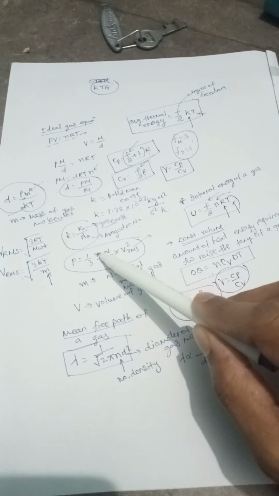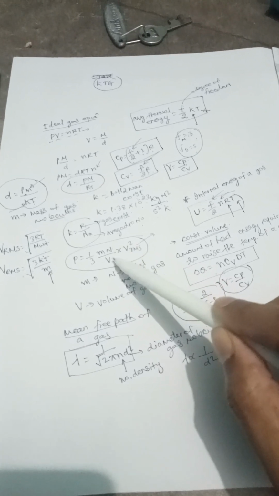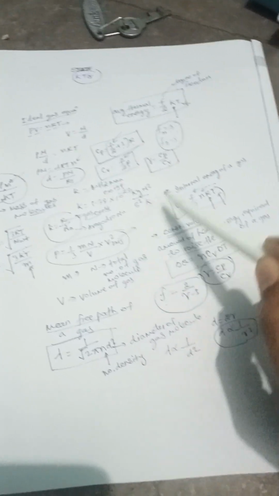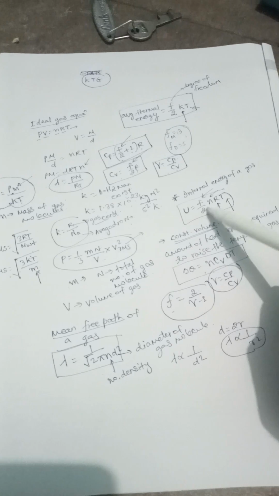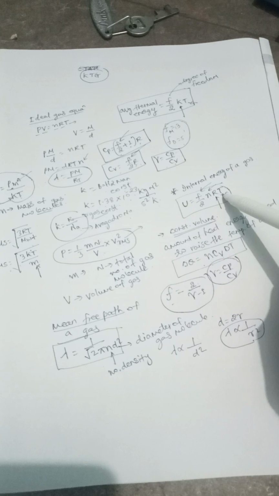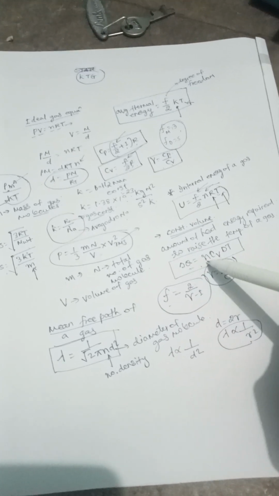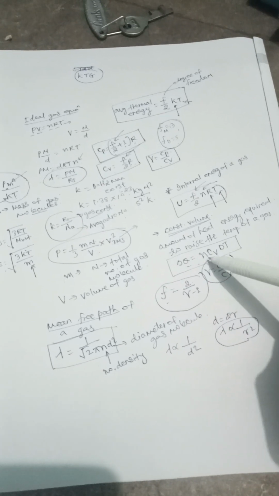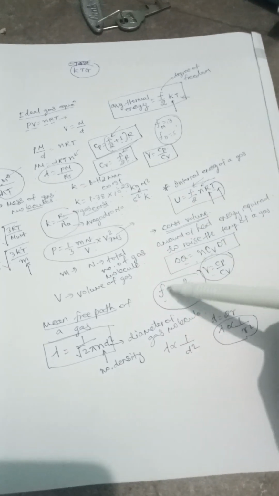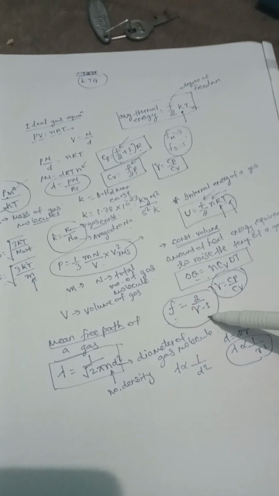Pressure can be expressed in terms of the mass of the gas molecule, N the total number of gas molecules, V the volume of gas, and V square rms, the root mean square velocity. And the internal energy of a gas can be written as F by 2 nRT, where F is the degree of freedom, n is the mole of gas, R is the gas constant, and T is the temperature. At constant volume, the amount of heat energy required to raise the temperature of a gas can be given as n Cv delta T, where n is the mole of gas and Cv is again F by 2 into R, and the degree of freedom can be calculated as 2 upon gamma minus 1.